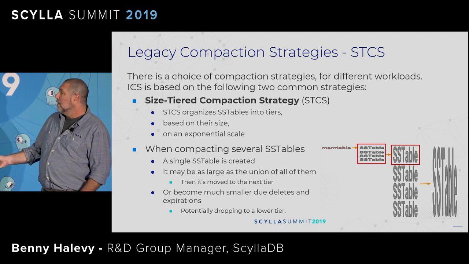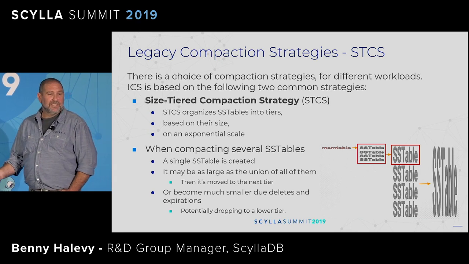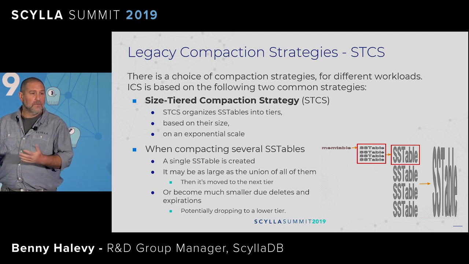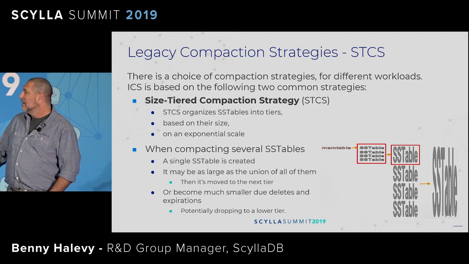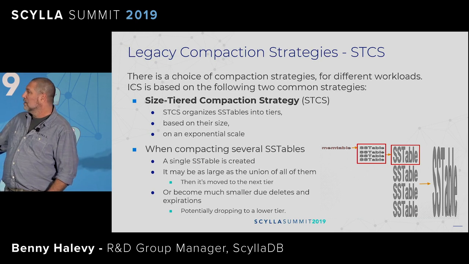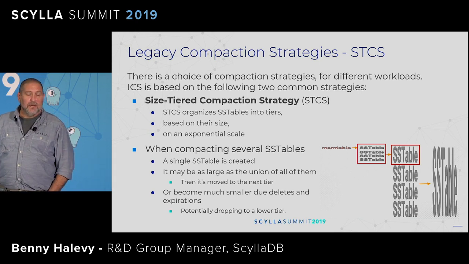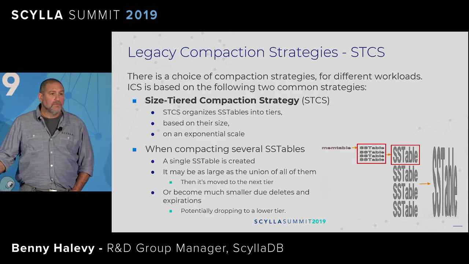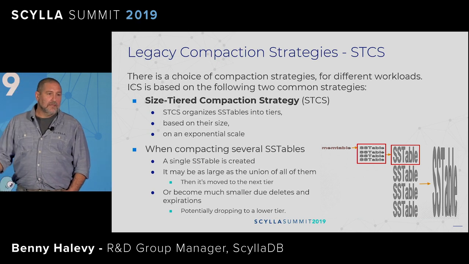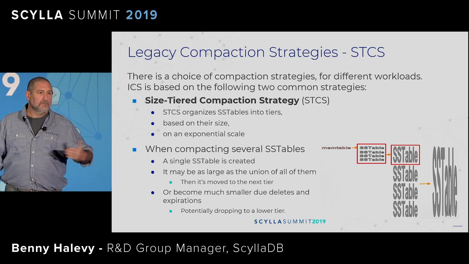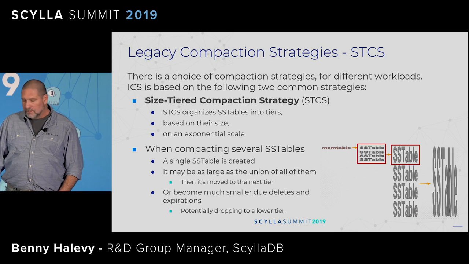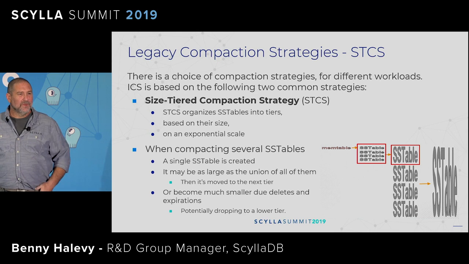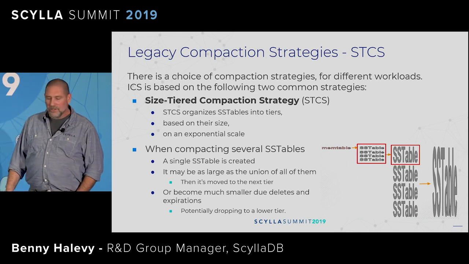Now, if there were no deletions or duplicated data, then the union will be just the sum of the sizes of the input SSTables, and this output SSTable will just become part of the next tier. But it could also be much smaller if we deleted most of the data, and then it could be written into a lower tier. So SSTables don't necessarily advance through the tiers. It depends on the workload.